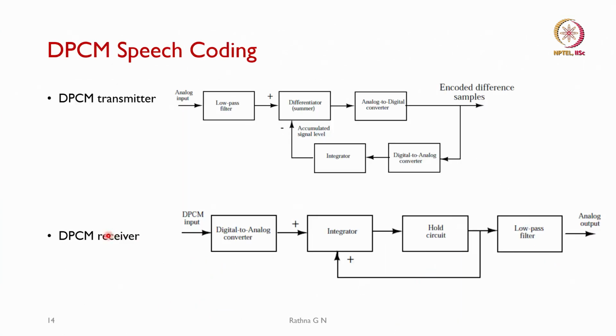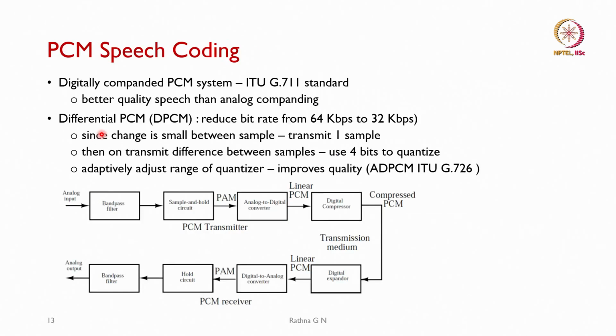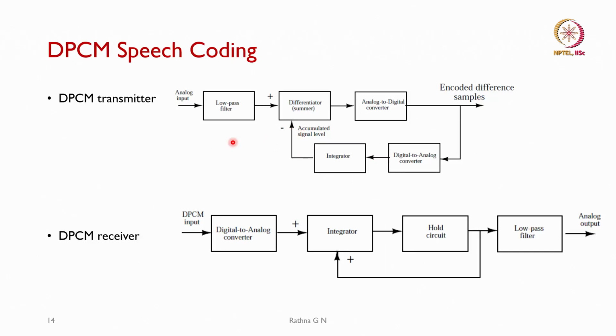So, coming to differential PCM speech coding, how is it going to work? We said that from 64 kilobits per second we are reducing it to 32 kilobits per second. We will transmit one sample, since the change between samples is small, and then transmit the difference between the samples. We will be using only 4 bits for the quantization. So, how does the figure look?